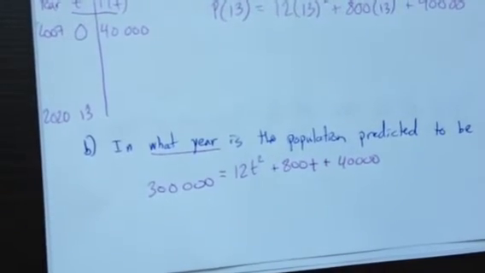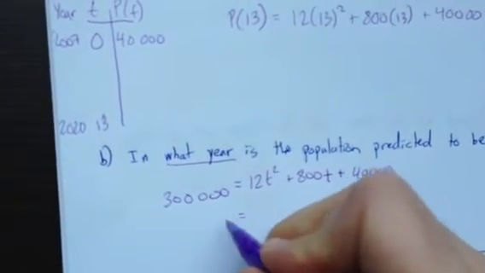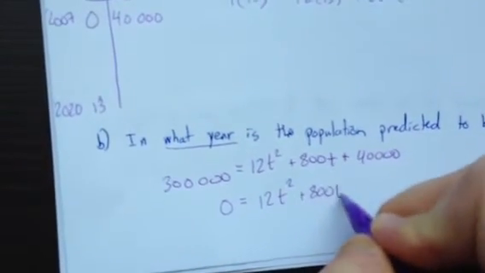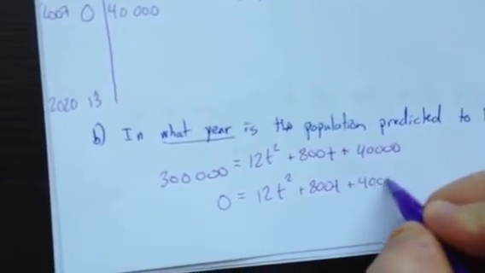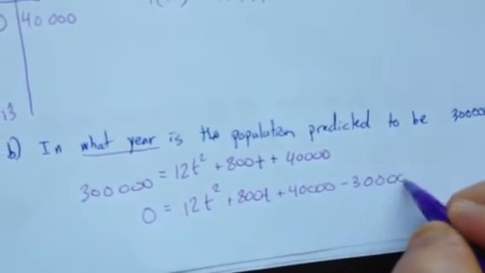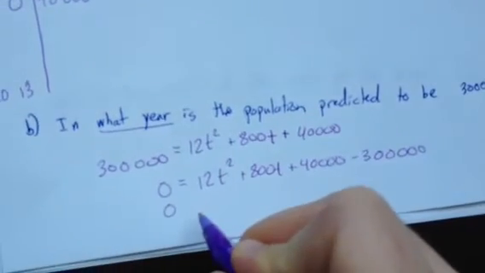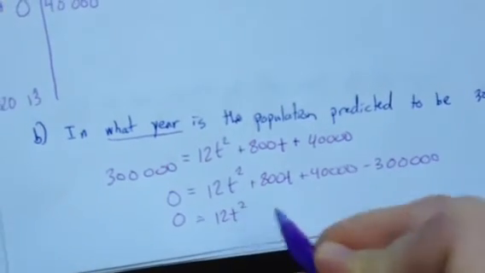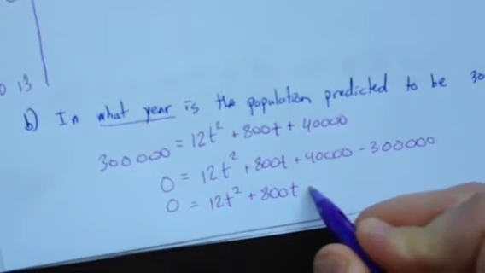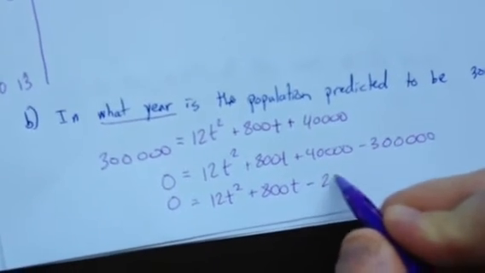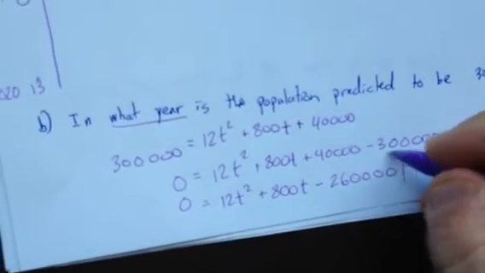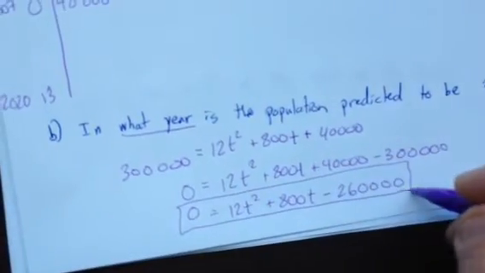So it's very straightforward solving for this, bringing everything to one side. So this will be 12t squared plus 800t plus 40,000. And then I bring the 300,000 to the other side, so it'll be minus 300,000. So this will give me 0 equals 12t squared plus 800t, and when I subtract these two things, it'll be minus 260,000. Okay?